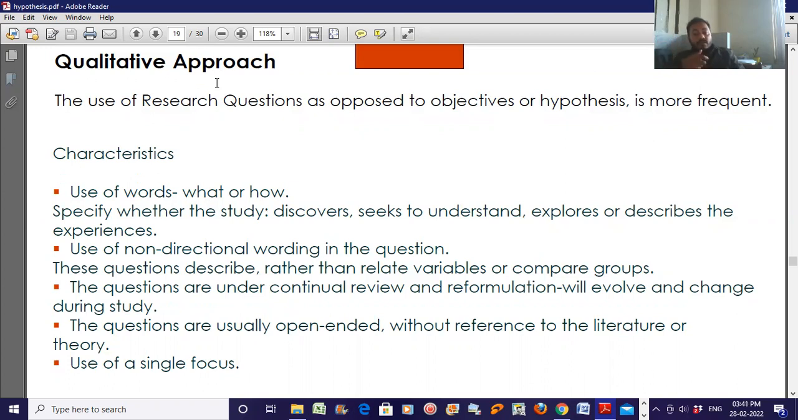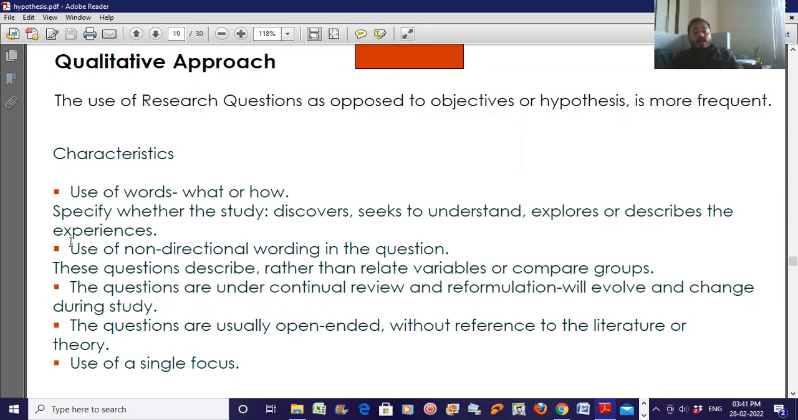This is a very frequent question that comes in this type of examination where research methodology is a part, that they will give you some options, and from that you need to find out which one is qualitative and which one is quantitative. And you can easily do that if you know the keywords. So let's see the characteristics of it. You'll see the words what or how. If these words are there, it means this is falling under qualitative.